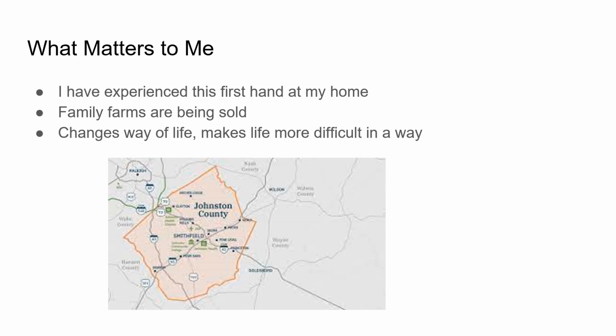I've seen family farms being sold that have been around forever, and it really does change the way of life because, as you can see, how close Clayton and Archer Lodge are to Raleigh. So people that want to work in Raleigh but don't want to live in Raleigh come to Johnston County and then commute to Raleigh every day to go to work. But then they live in those areas, and they really just change the way of life. Like I said, the roads and schools and everything like that.